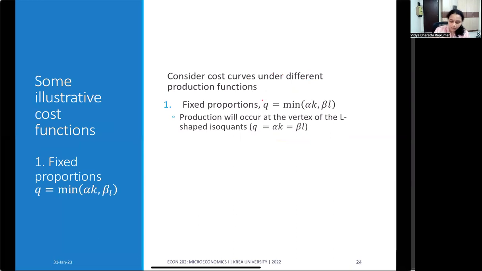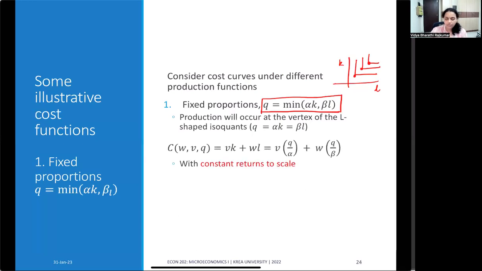When you have perfectly complementary inputs, the production function takes on this form, where Q is the minimum of alpha K and beta L. We know that in such cases, if you have K and L, the production is going to happen at the vertex. At the vertex, Q will be set equal to alpha K, which will be equal to beta L.